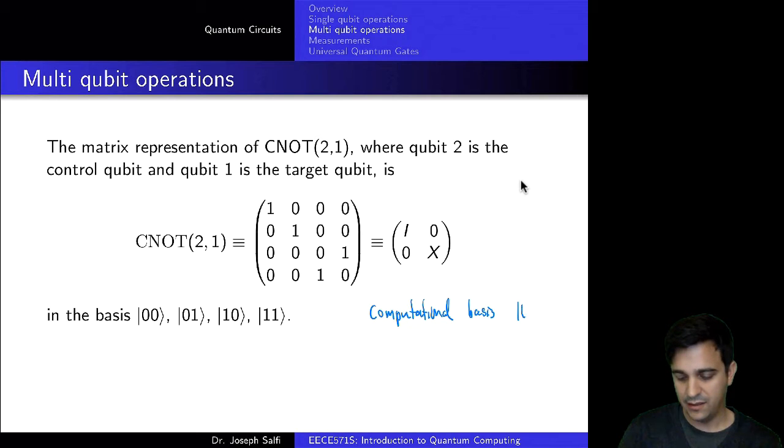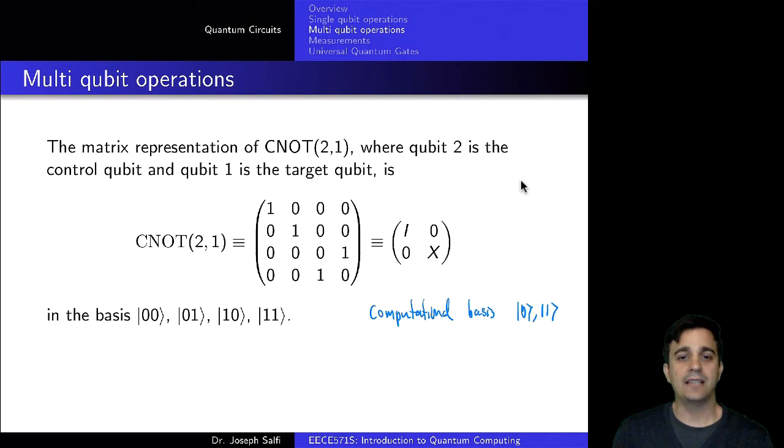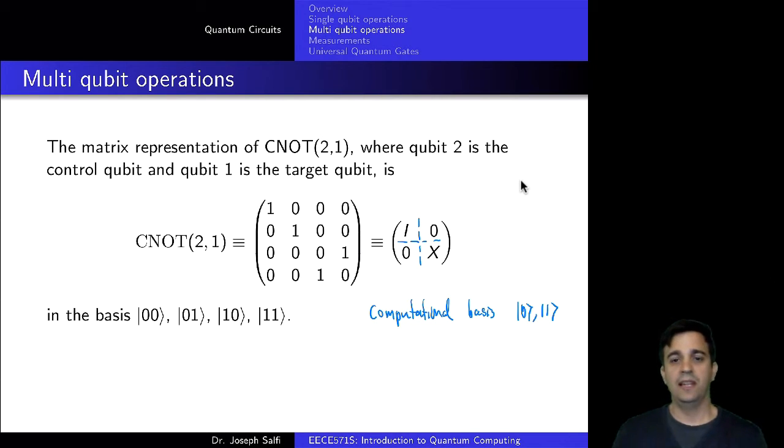Which is 0, 1. So of course, this operator is acting on a tensor product vector space of 2 qubits. We can also define the CNOT gate in terms of I and X, which are 2 by 2 matrices.